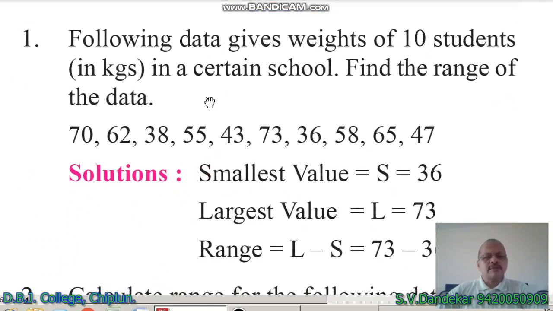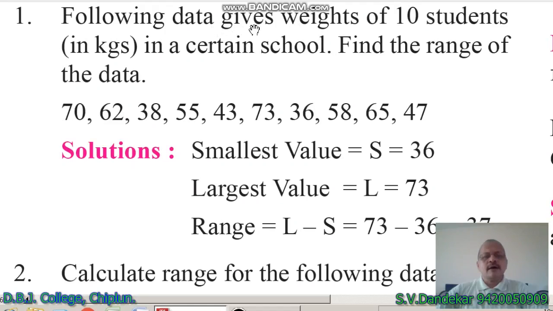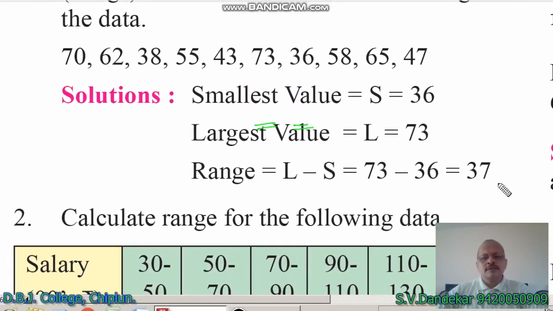A very simple example: suppose the following data gives weights of 10 students in a certain school. Find the range of the data. See all the weights given here. Out of these weights, the largest weight I can observe is 73, and the least weight I can observe here is 36. The largest is 73, smallest is 36. Largest minus smallest gives you the range. 73 minus 36 equal to 37 is the range.